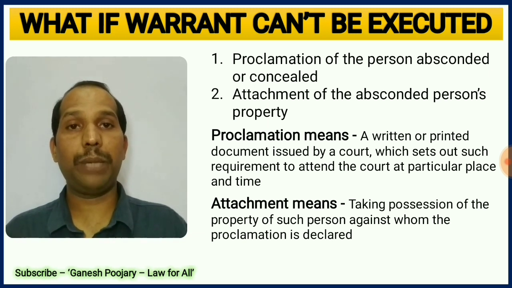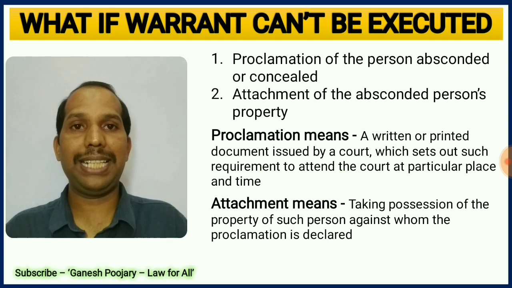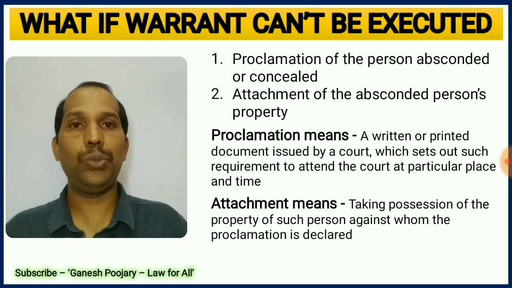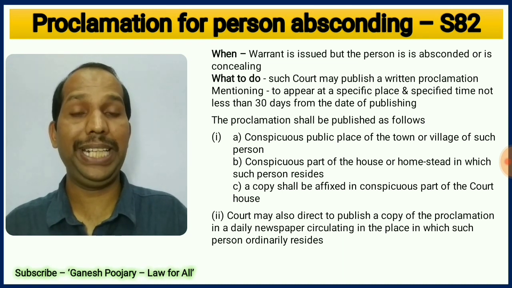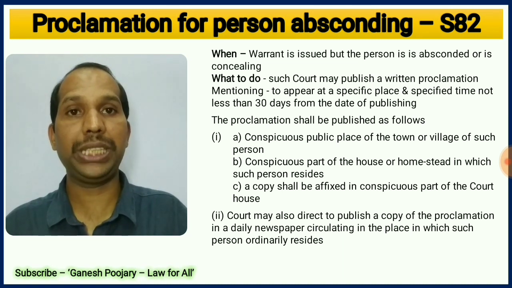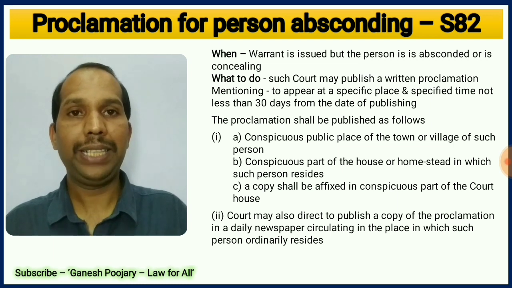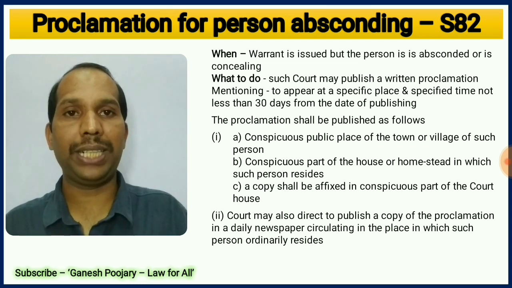Now, to understand the terms very clearly, let us understand the entire concept section by section so that you have concept clarity as well as an understanding of each section. So, let's move to the next slide. The first important section when it comes to proclamation is section number 82, which discusses proclamation for person absconding. There are three important parts we need to understand in section 82: when to declare a proclamation, what are the contents of proclamation, and where such proclamations are displayed.